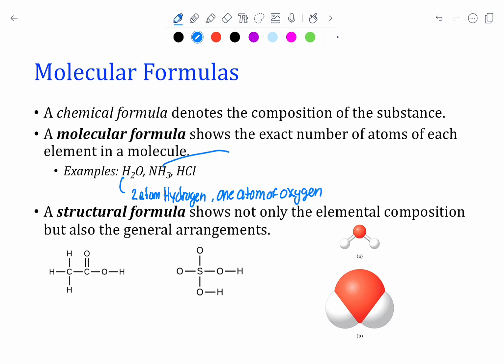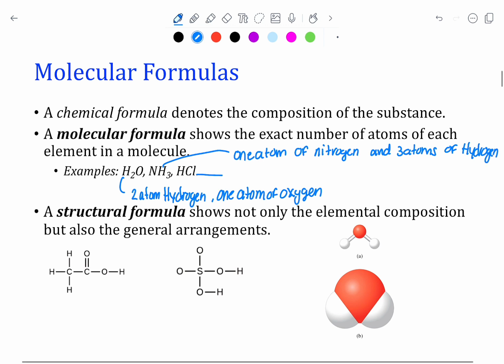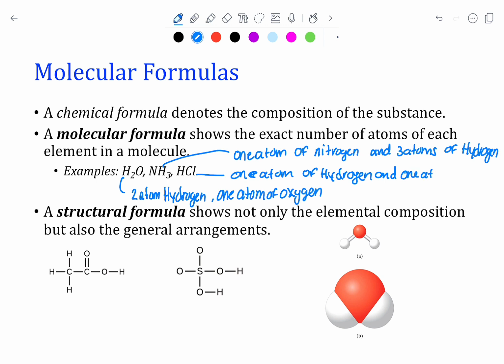In NH3, I have 1 atom of nitrogen and 3 atoms of hydrogen. And finally, in HCl, I have 1 atom of hydrogen and 1 atom of chlorine. So our molecular formula shows exactly how many of each atom are in the molecule.